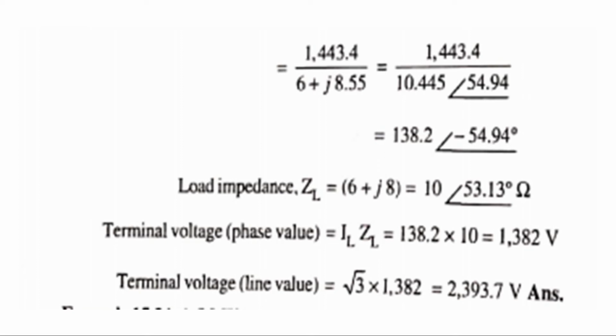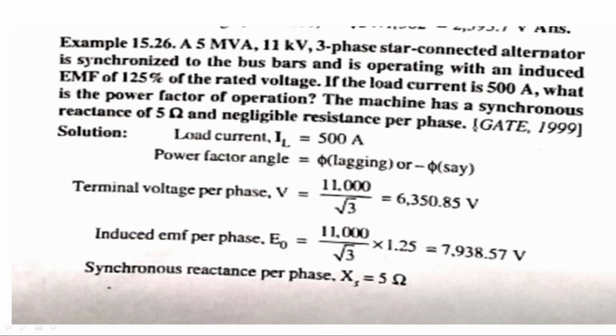Terminal voltage is IL ZL, where the IL value we calculated as 138.2 and ZL is 10. So we are calculating the phase values or magnitudes here, so we are not considering angles. So 1382 volts. Terminal voltage or line value is root 3 into 1382, that is 2393.7 volts is the value of terminal voltage.